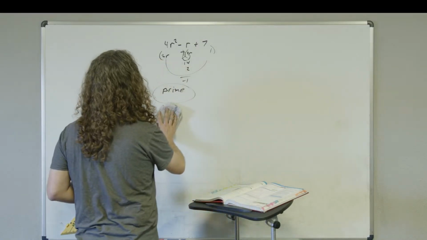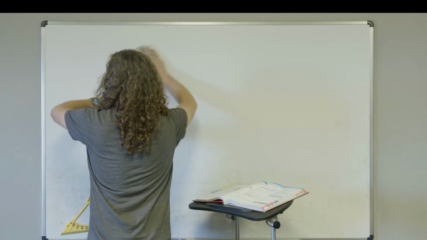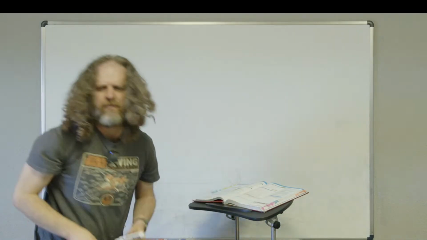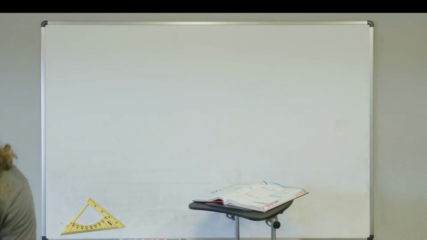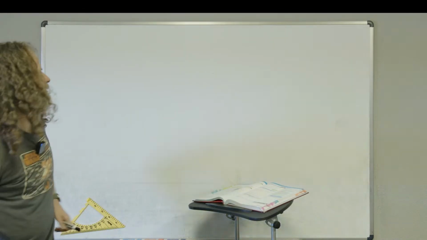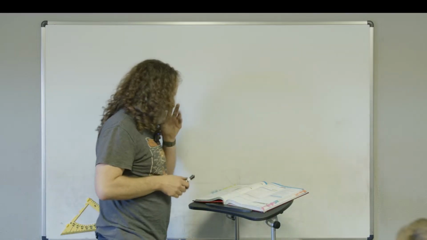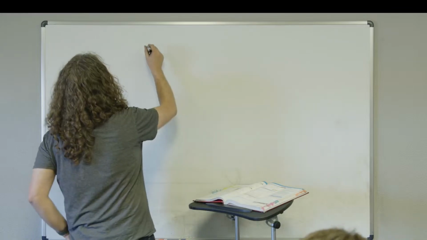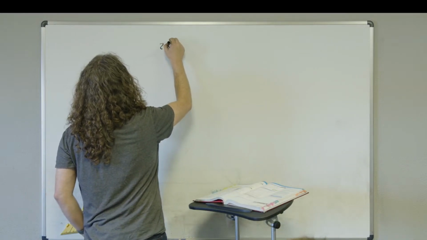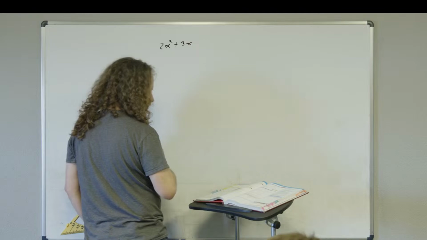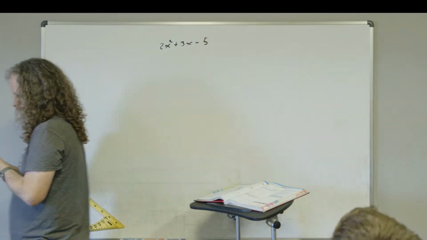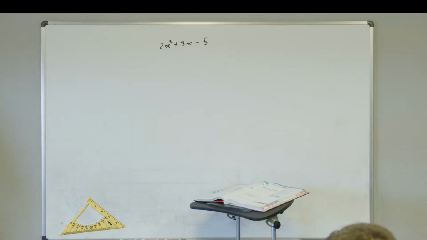Just write down what you want. Okay. This one's going to be a guided practice. Here we go. 2x squared plus 3x minus 5. Ready to go. It certainly might be. Give it a shot. See what happens.